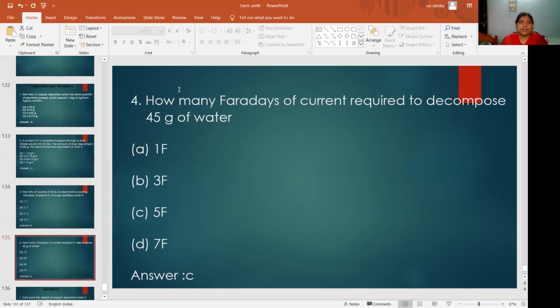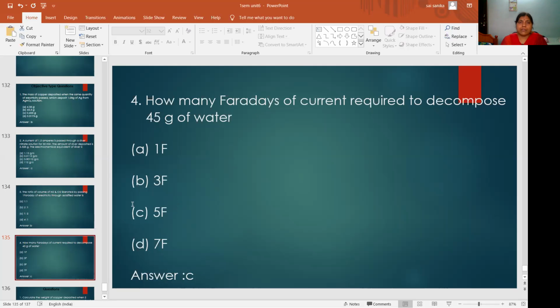Next, coming to the fourth question. How many Faradays of current are required to decompose 45 grams of water? So, 45 grams of water decomposes; how many Faradays of electricity is required? The answer is C, 5 Faradays.